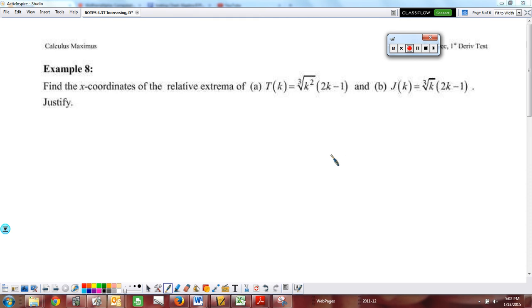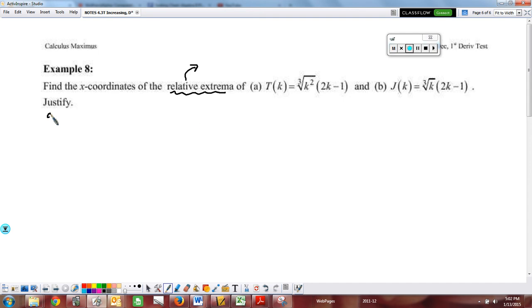Alright, so now we're going to take a look at the last examples in the 4.3 section packet to kind of review both the increasing decreasing test and the first derivative test for local or relative extrema. We've got two parts to this. We've got one function here that we're going to find the relative extrema for. And again, as soon as you see that it's relative extrema, you know that we're going to be discussing the increasing, decreasing, or first derivative test, not the extreme value theorem, which is for global or absolute extrema.